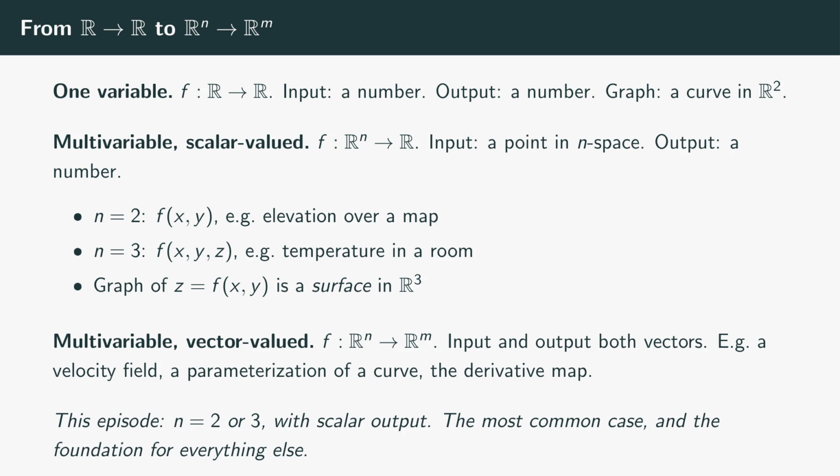For today, we focus on the most common case. n is 2 or 3, and the output is a single number. The graph of z equals f of (x, y) is a surface living above the xy plane. That object, a surface in three-dimensional space, is what we need the geometry to handle.